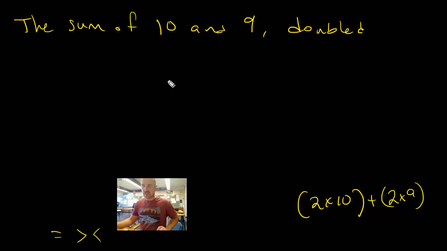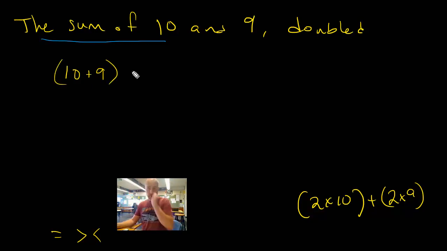I want to see if I put this one up here into a numerical expression, what's that going to look like? So I have the sum of, and I need to be adding the sum of 10 and 9. And then whatever it is, it's going to be doubled. So let's just try that out. I have the sum of 10 and 9, right? And ultimately, what am I doing? Well, I'm multiplying that by 2.